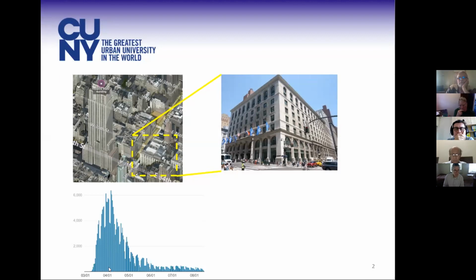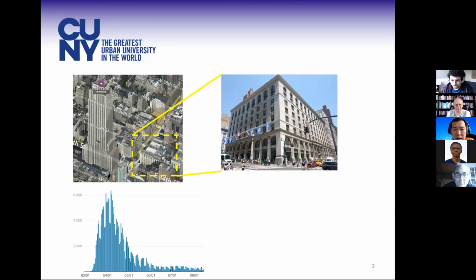In mid-April, our daily cases were over 6,000 a day. That's when New York City was the epicenter of the COVID cases in the United States. But now, in the middle of August, near the end, our daily cases are about 600. It's not great, but it's much better than before.